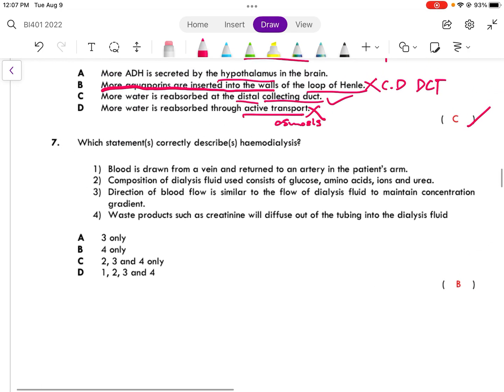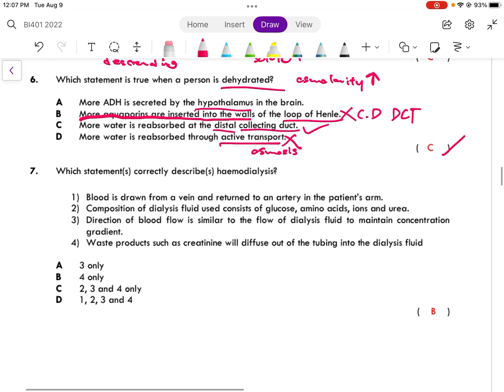Last MCQ question. Which statement correctly describes hemodialysis? So let's look through the options. 1. Blood is drawn from a vein and returned to an artery in the patient's arm. This is not true. Actually, blood is drawn from the artery and then returned to the vein. So it's not drawn from a vein and returned to the vein or to an artery.